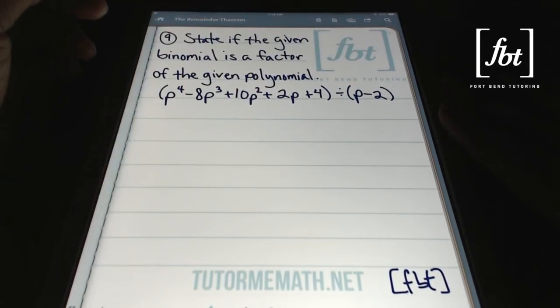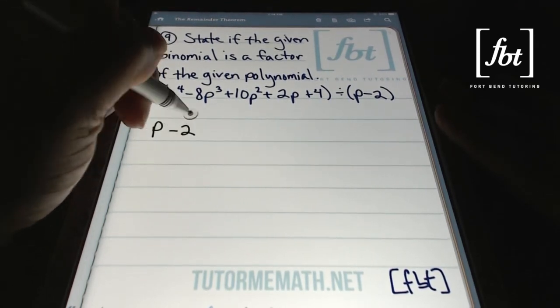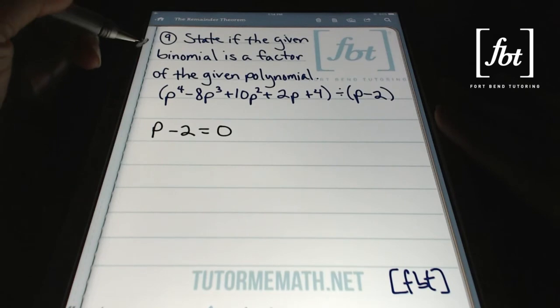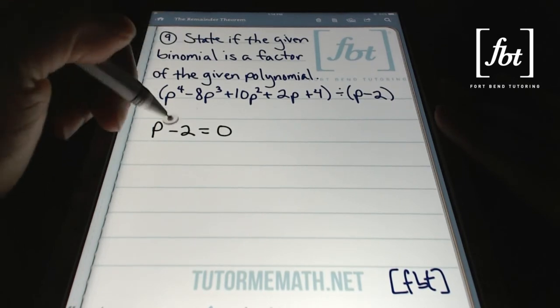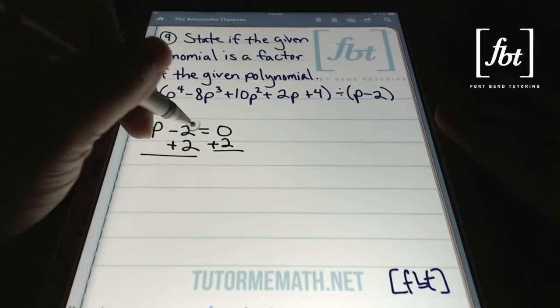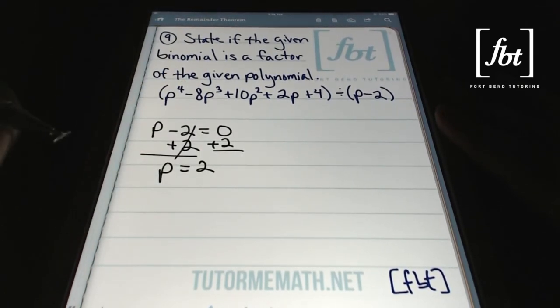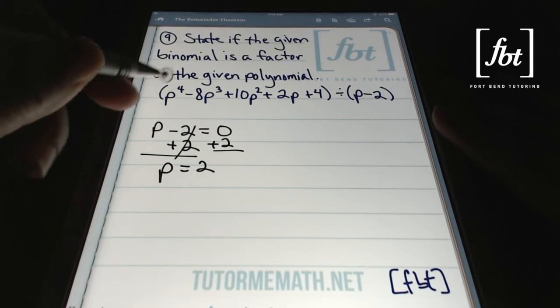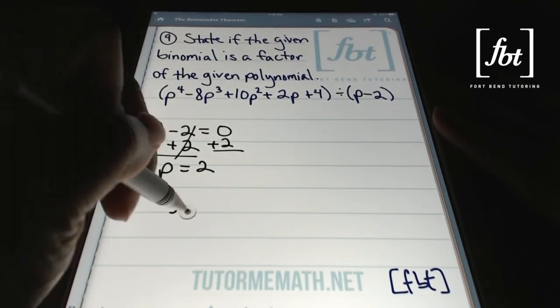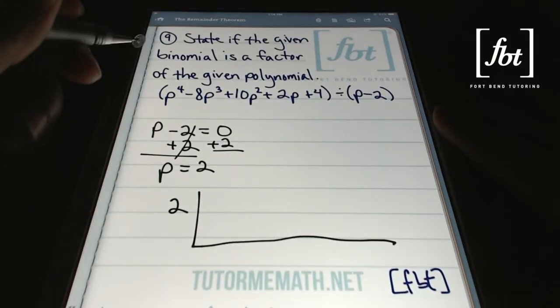So the first thing to do is to find out what your c value is by placing this factor, placing the divisor, setting it equal to 0, and then solving for it. So if we solve for this, we'll end up with p equaling 2, aka our c value would be 2 in this case. So because of that, we'll be going ahead and using 2 as our divisor in the synthetic division process.